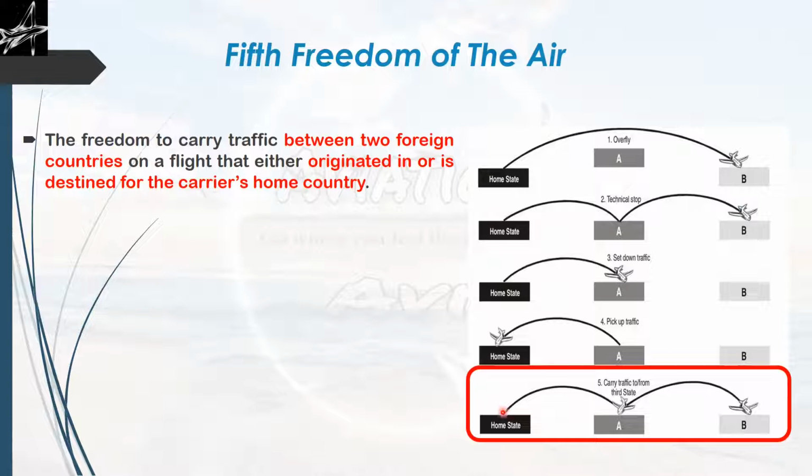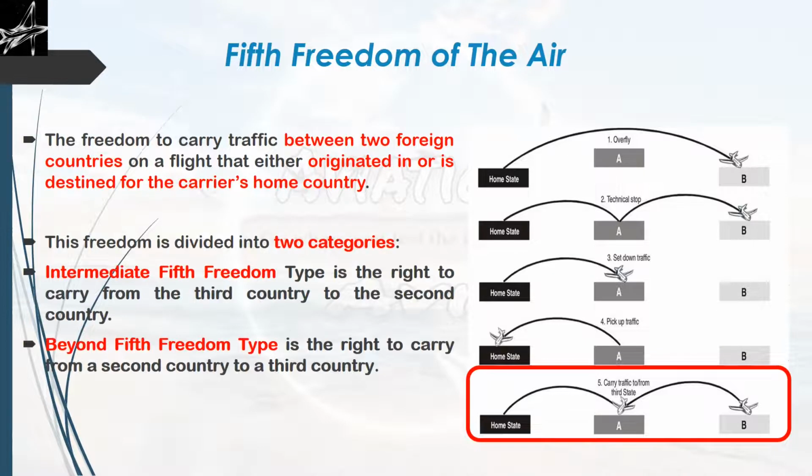So in this example we see an airline of the home state carries traffic from the home state to country A and further to country B. This freedom is further divided into two categories, that is, the intermediate fifth freedom type. It gives the right to carry traffic from the third country to the second country. That is, the airline flies from its home state directly to country B and further carries traffic from B to A. And the beyond fifth freedom type, where the home state's airline carries traffic from the second country, that is country A, and goes to country B, that is the third country.